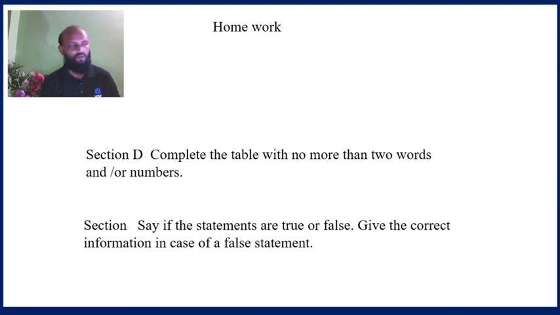So, my dear students, we have two more sections in this lesson, on page number 83. To save today's time, we are not going to discuss these two, but you can easily complete these two sections at home. So, I am assigning these two sections as homework. In section D, complete the table with no more than two words or numbers. If you follow this class, you can easily do this. And in section E, say if the statements are true or false. Give the correct information in case of a false statement. So I hope you will do it at home, and that will help you understand this lesson easily.